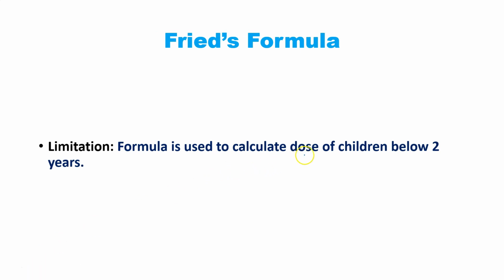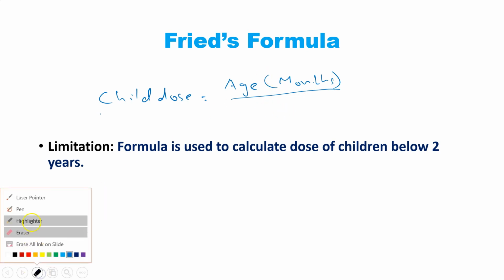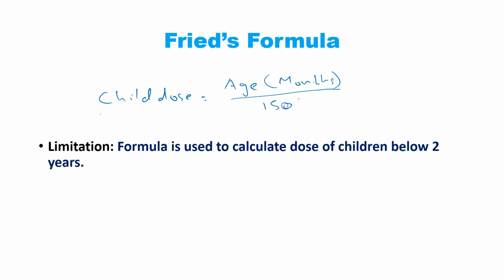Now moving further, that is Fry's formula, and the limitation with this formula is that it can be used for children below 2 years only. The formula for this is child dose equivalent to age, and that age should be in months, divided by, sorry, it's not 24, it's 150, into adult dose.